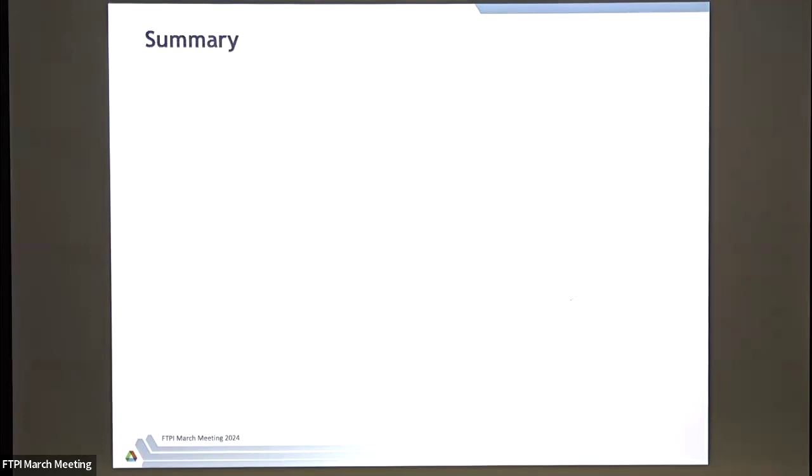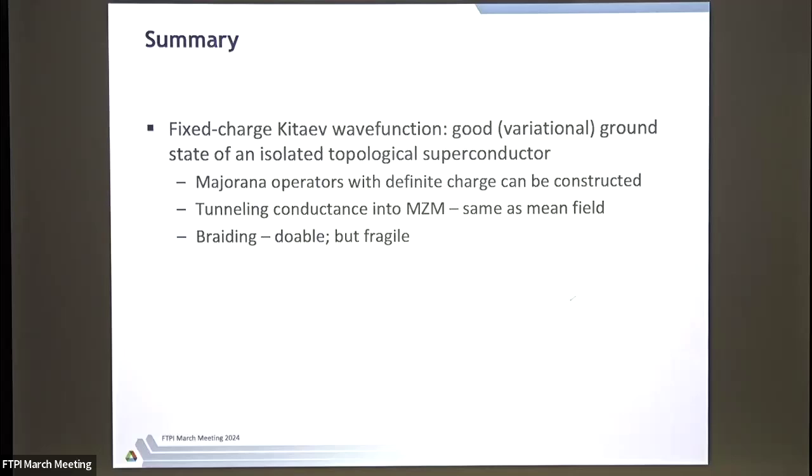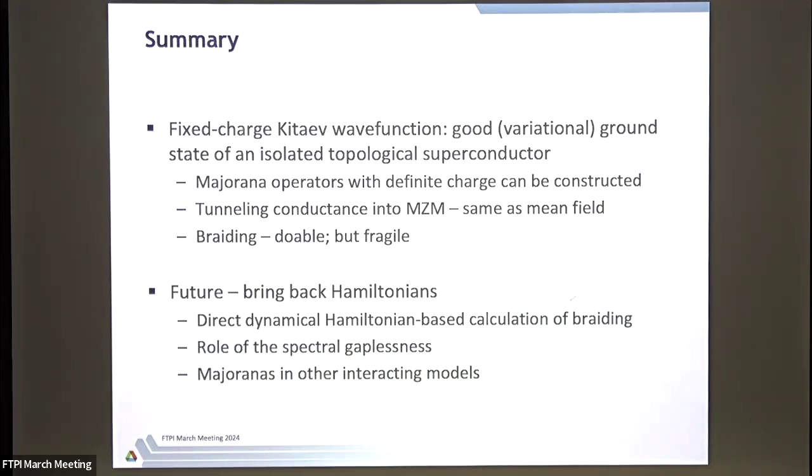But let me just jump to the summary, to the conclusions. So we can get quite a bit of mileage just by looking at the wave function. We can learn about tunneling, we can understand a little bit about braiding, and we can understand also that the braiding is a bit fragile. Perhaps it's doable, but it's not really as stable as you would get from the mean field. And there are lots of directions one can take this in the future.